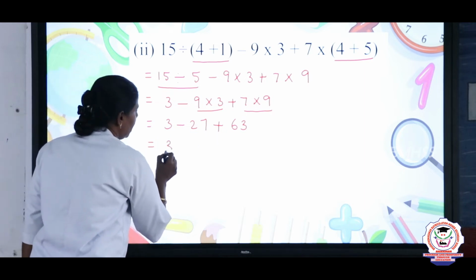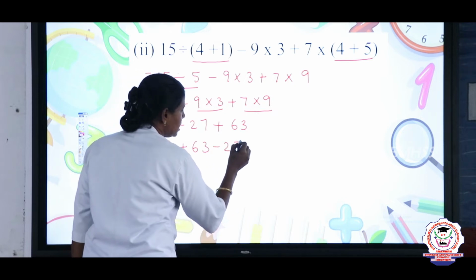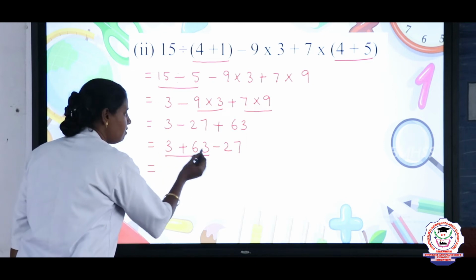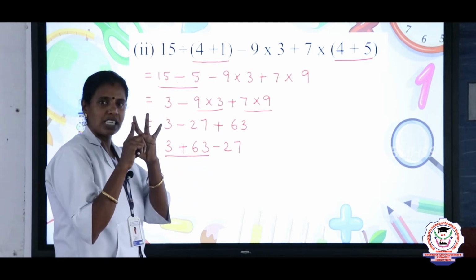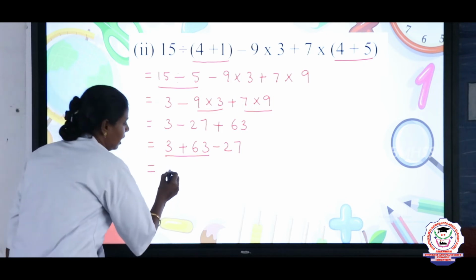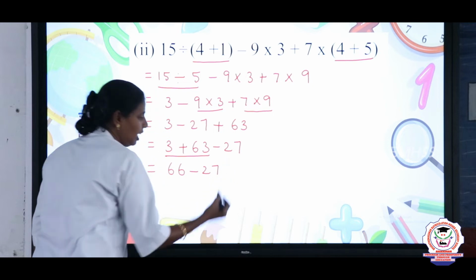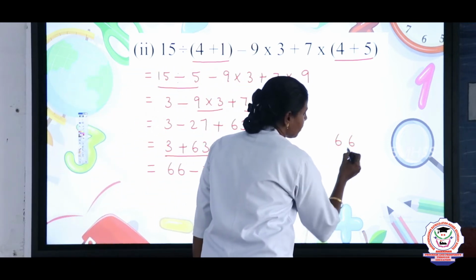So 3 plus 63 minus 27. So in this step we are going to take addition. Add this 3 with 63. 63, after that 64, 65, 66. If you add 3, the answer is 66 minus 27. Now subtract this 66 minus 27.